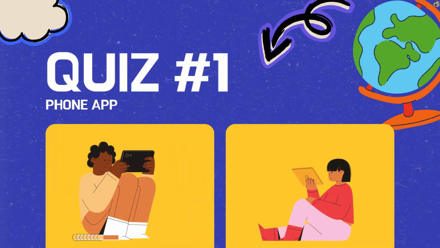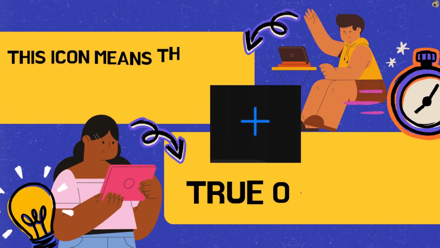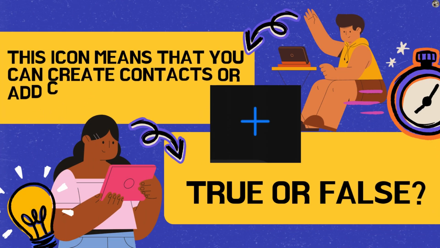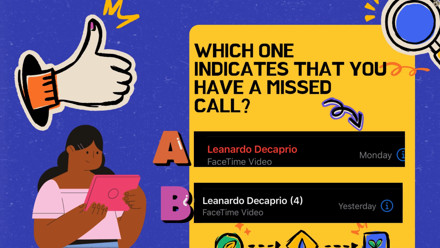Now we're going to go into our first quiz on the phone app. True or false? This icon means that you can create contacts or add contacts to your favorites. If you answered true, you would be correct. Which of these indicates that you have missed a call? A or B? If you answered A, you would be correct. Remember that red names or red numbers indicate a missed call.